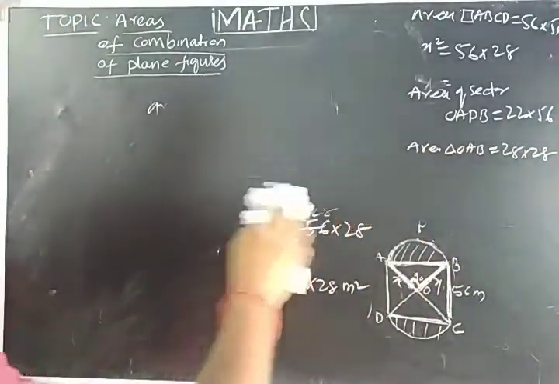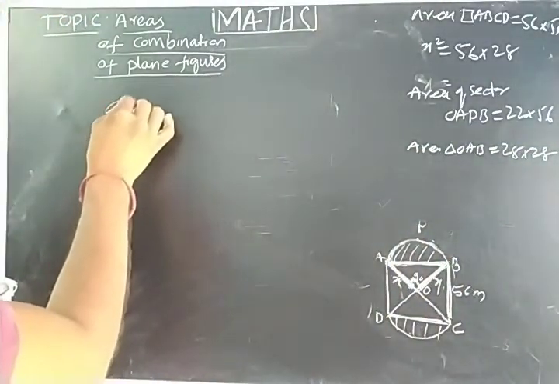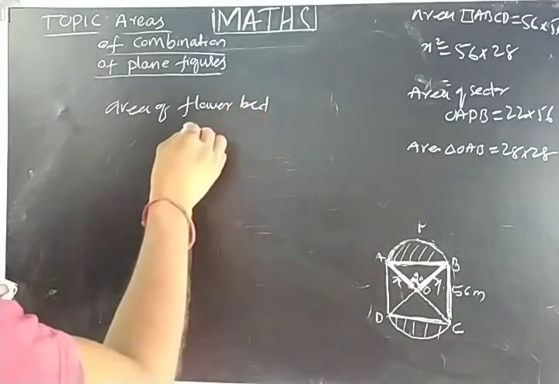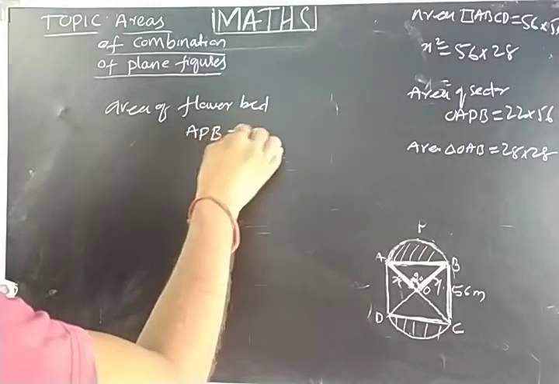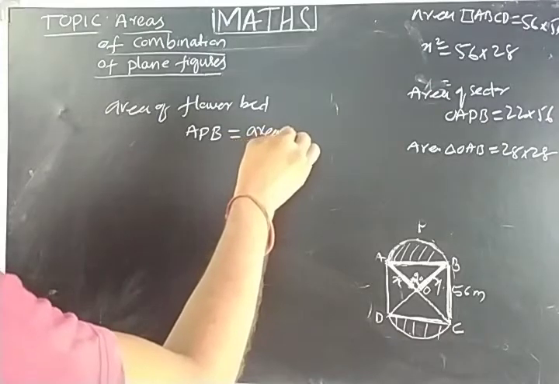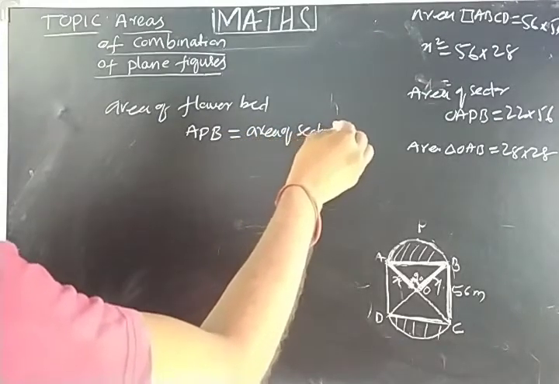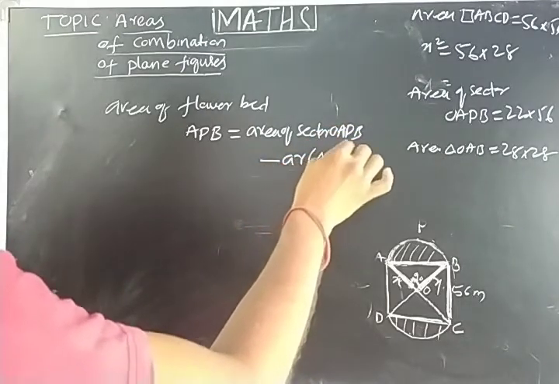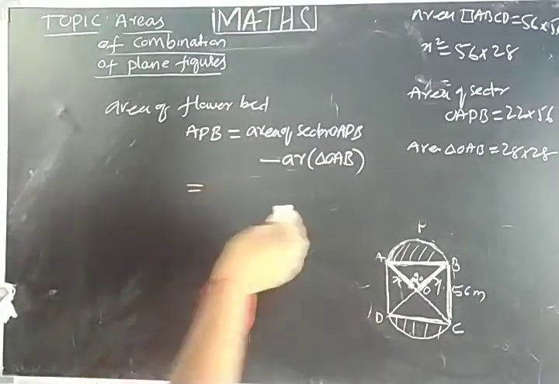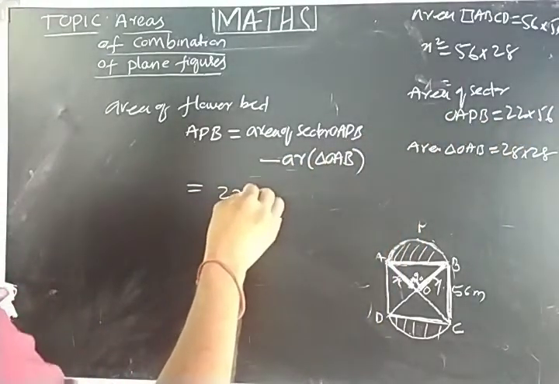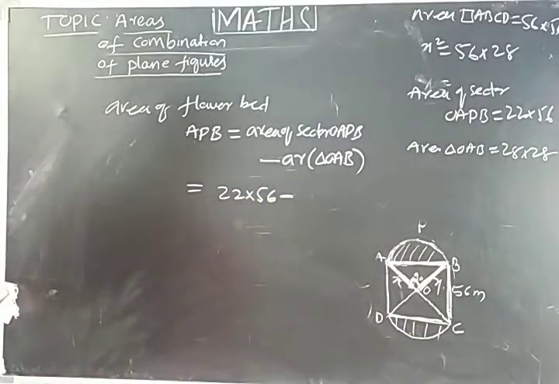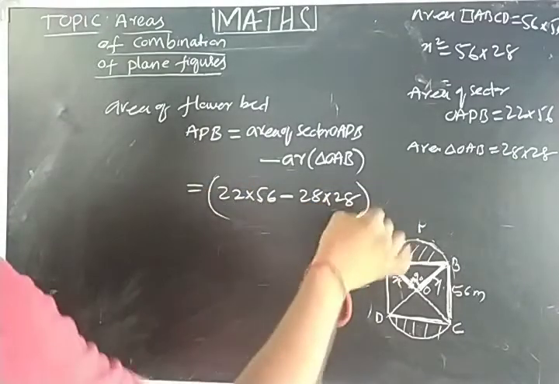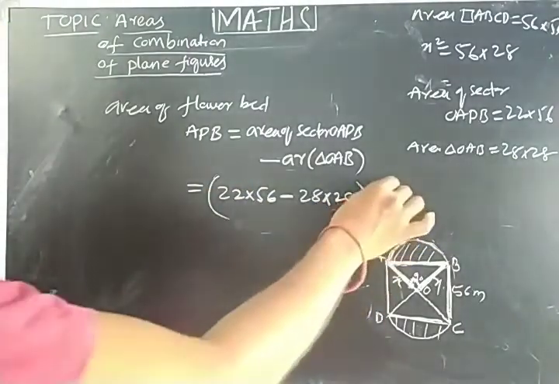Now I am going to find the area of the flower bed. Area of flower bed APB is equal to area of sector OAPB minus area of triangle OAB. Area of sector, what we got? 22 into 56, minus area of triangle 28 into 28. Right? This is the area of one flower bed, meter square.